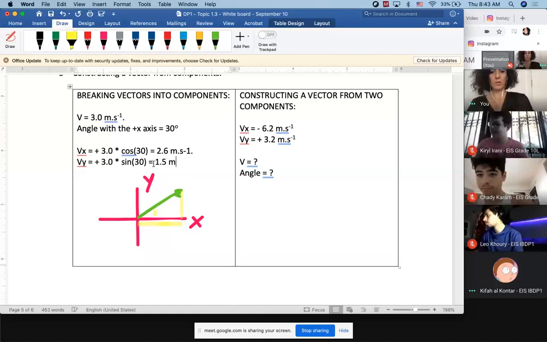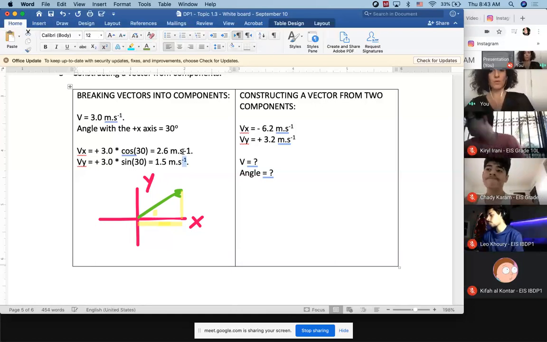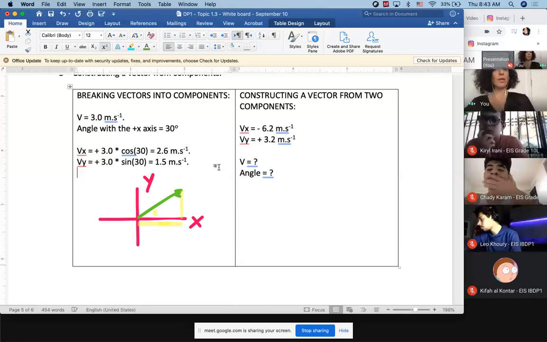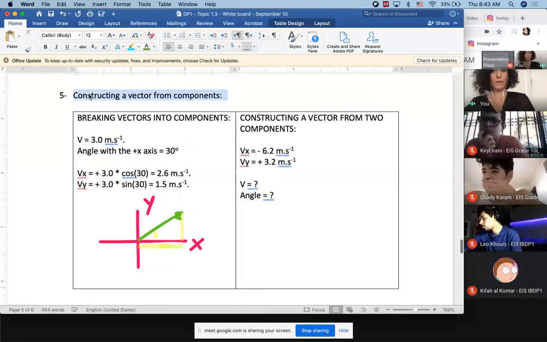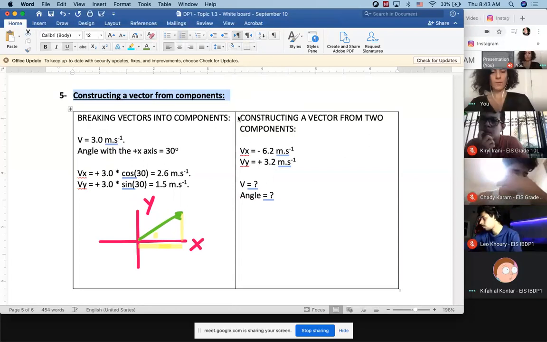So we just broke the vector into two components, okay? Usually we do this to be able to add two vectors, but here you don't have two vectors to add. Your job is only to break it down into two components. Any questions? So far so good.